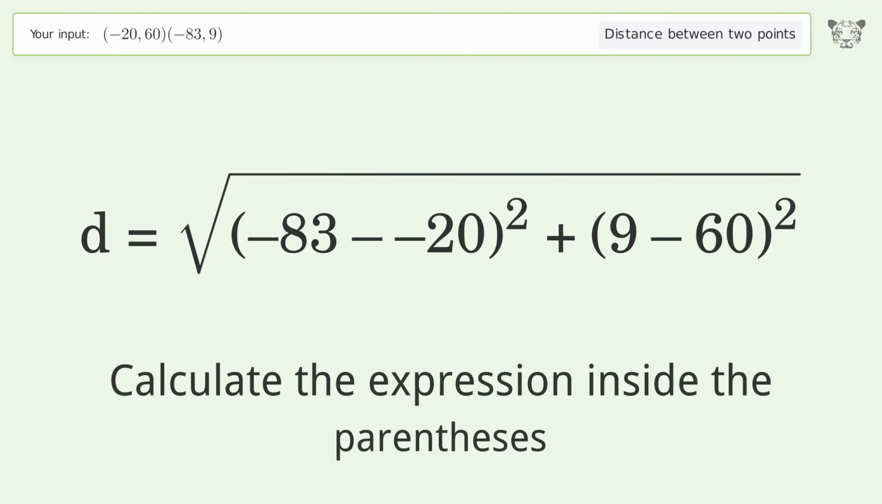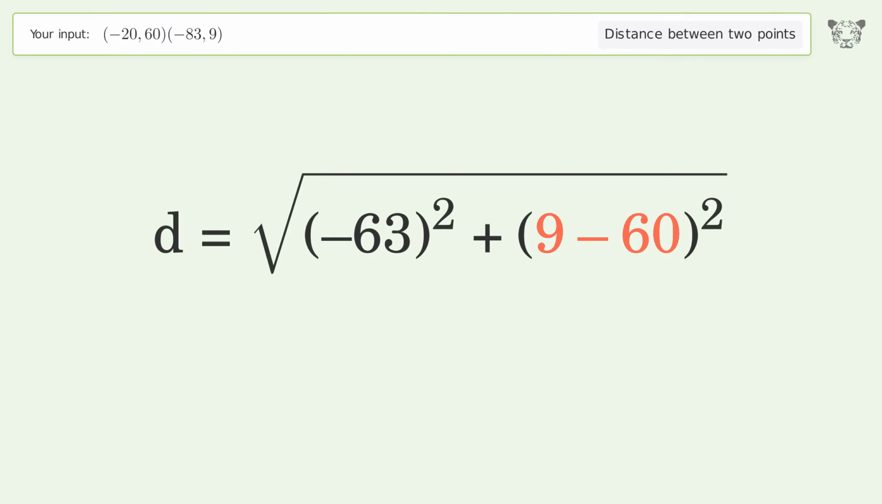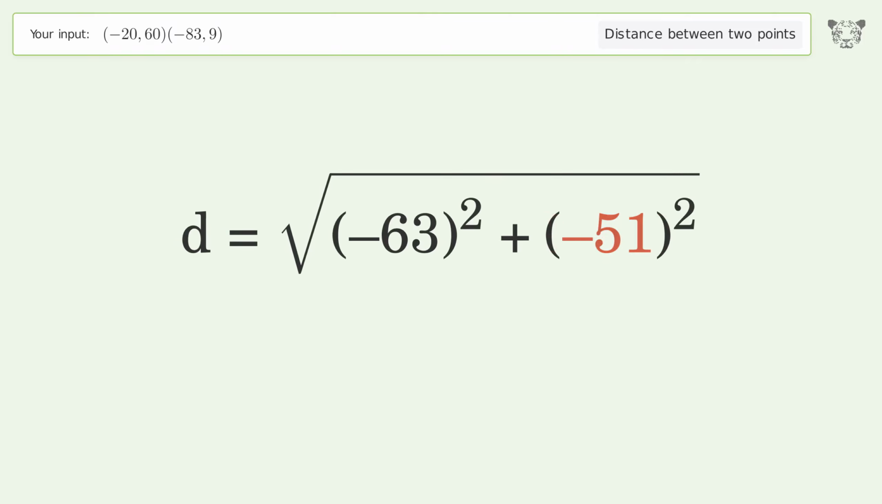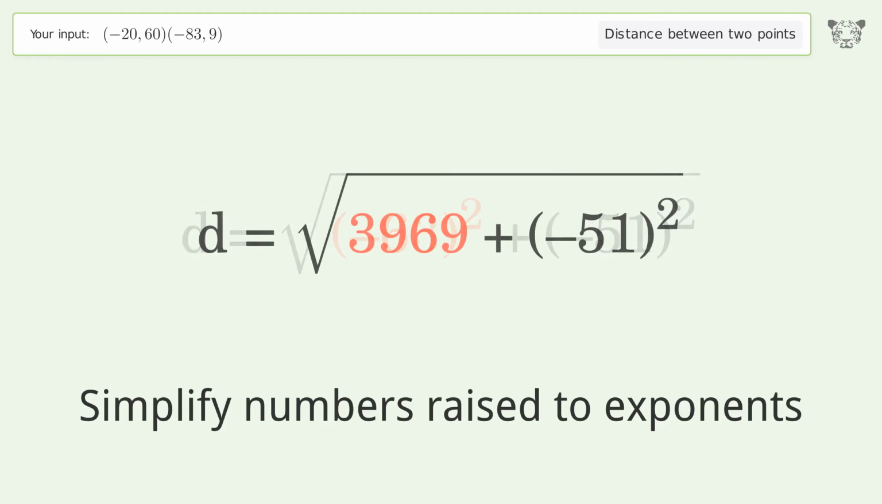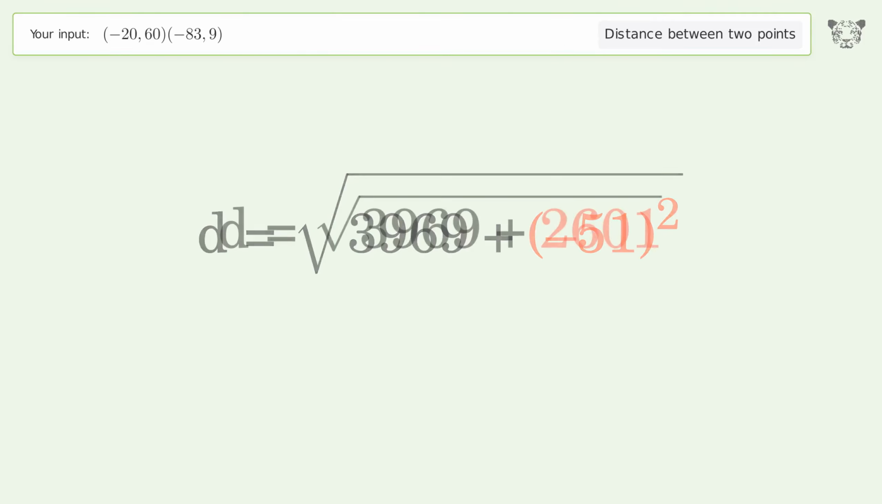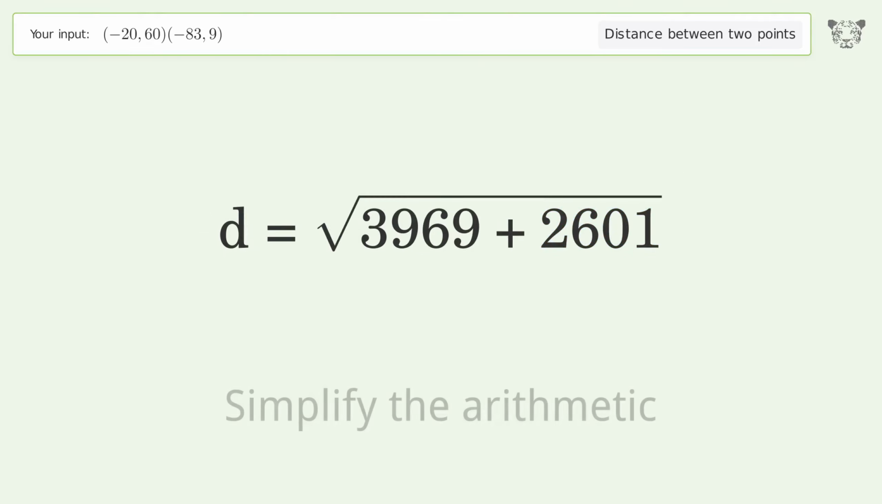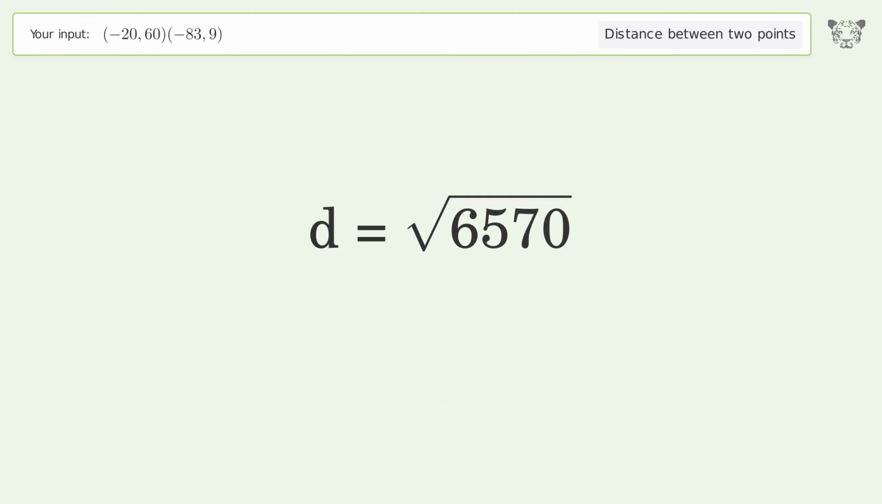Calculate the expression inside the parentheses. Simplify numbers raised to exponents. Simplify the arithmetic. And so the distance between the 2 points is the square root of 6,570, or 81.056.